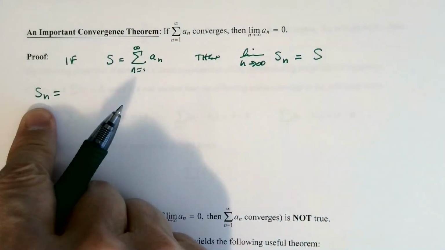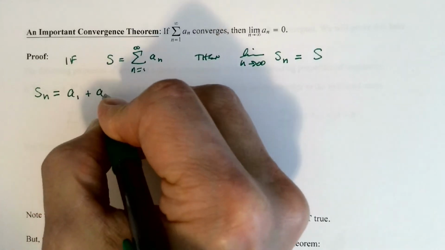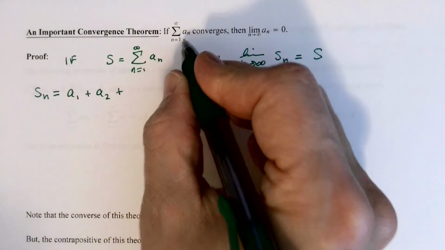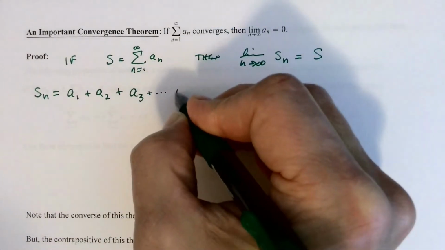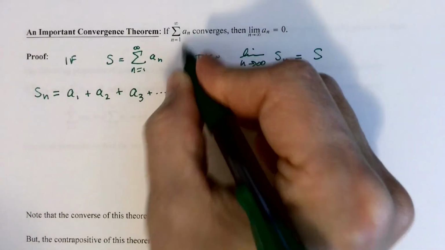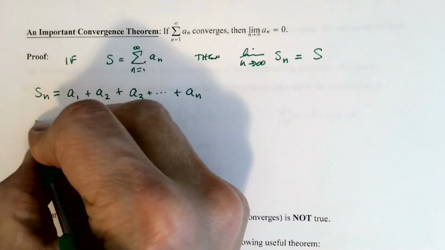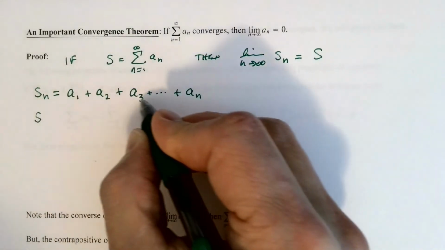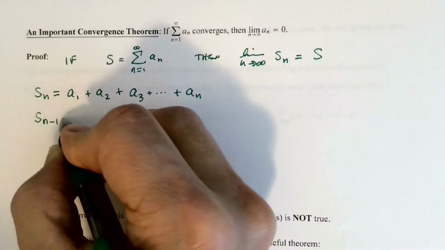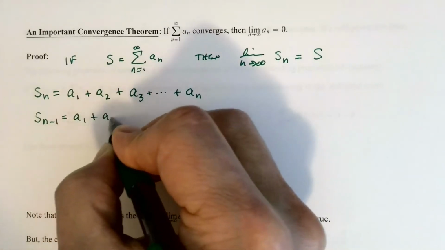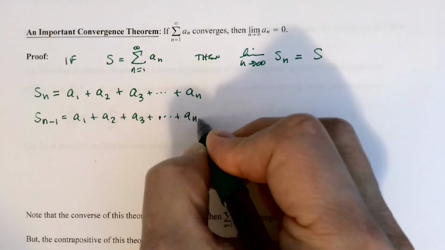So what is the nth term of the sequence of partial sums? It's just the sum of the first n terms that we're adding up. Remember, there are two sequences we're talking about: the sequence of terms in the series itself, the a sub n's, and then this sequence of partial sums. Now, if I were to look at the previous term in the sequence of partial sums, the previous term would be s sub n minus 1. That's going to be a sub 1 plus a sub 2 plus a sub 3 all the way to a sub n minus 1.